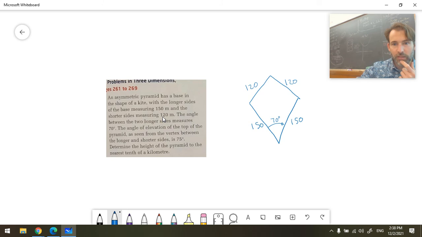So I know that this is traveling up to the very tippy top, and then down. And this angle here, and this is now up in 3 dimensions, you have to imagine, is measuring 75 degrees. Okay, determine the height of the pyramid to the nearest tenth of a kilometer. Okay, tenth of a kilometer.